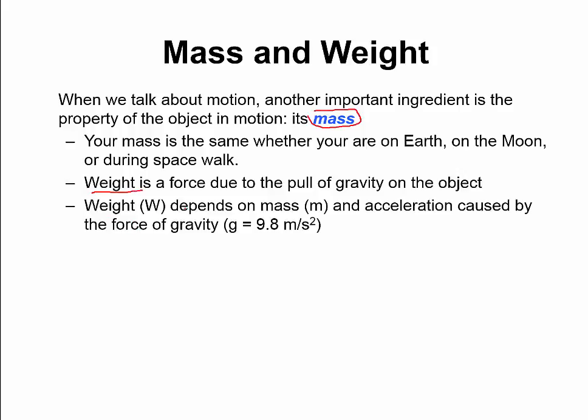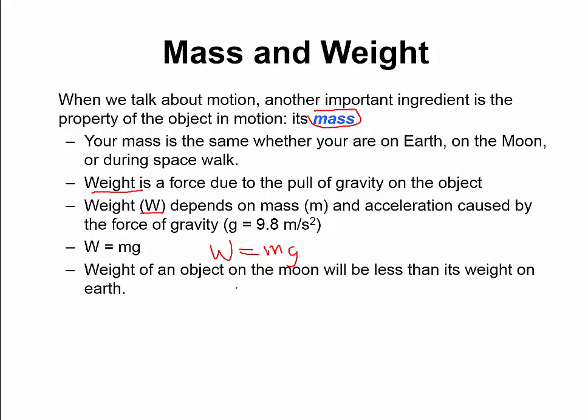So weight W depends on mass and the acceleration caused by the force of gravity. And so we write W equal to m times g. In order to find the weight, we multiply the mass with g. That's how you find the weight of an object. W equal to mg. The weight of an object on the moon will be less than its weight on the earth. Now, a freely falling object experiences weightlessness. Now, what does that mean?